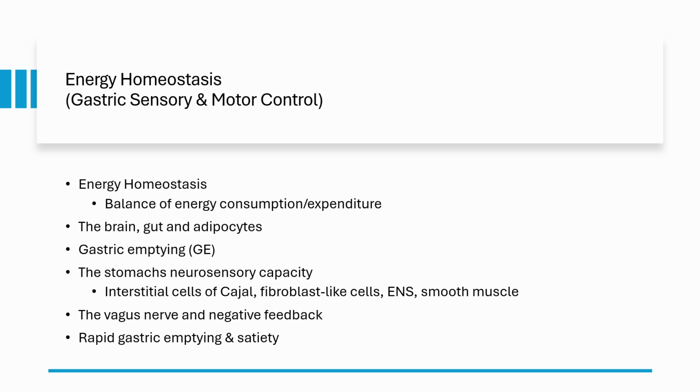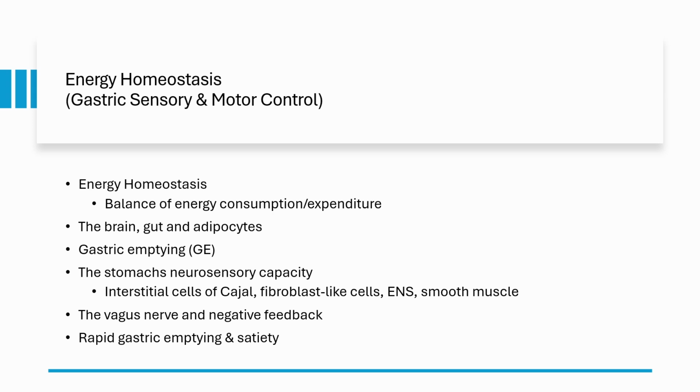Gastric emptying refers to the rate at which gastric contents empty into the small intestines from the stomach. The stomach can detect how much volume is present via its neurosensory capacity. This includes many types of cells and tissues, such as interstitial cells of Cajal, fibroblast-like cells, smooth muscle layers, and the enteric nervous system. The vagus nerve detects gastric distension, which causes the release of neurotransmitters within the enteric nervous system and the vagus nerve.